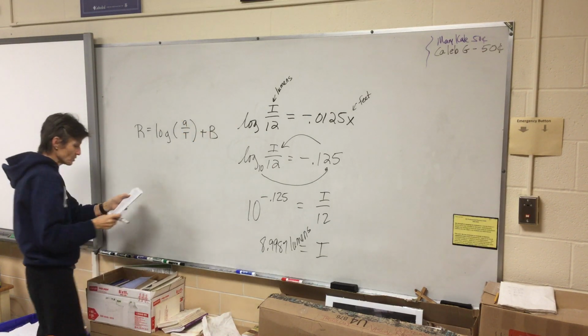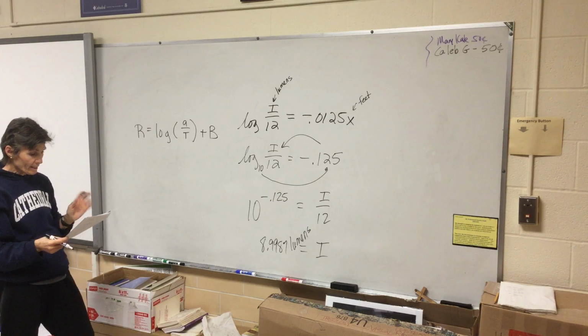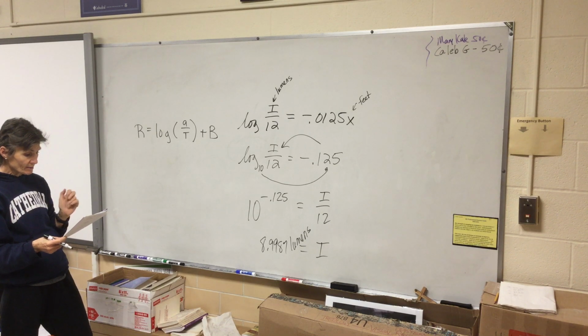Okay, so there's our equation. They give that to us, and they tell us what all these things stand for. A is amplitude, T is period, and B accounts for the weakening of the seismic wave.